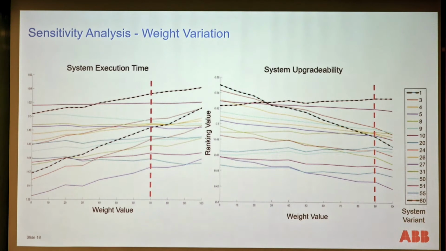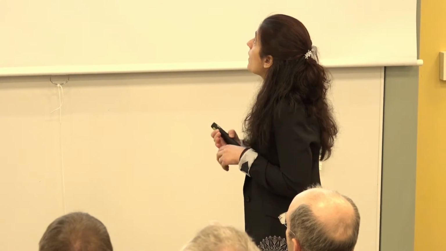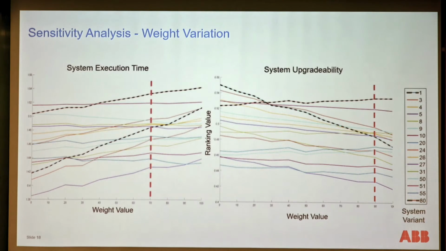while this is not the same when it comes to system upgradability, because if we lower the system upgradability weight to a value lower than 30, the variant number 80 is preferred to the full hardware variant. And that shows that basically we are dependent on the weights assignment that we perform.